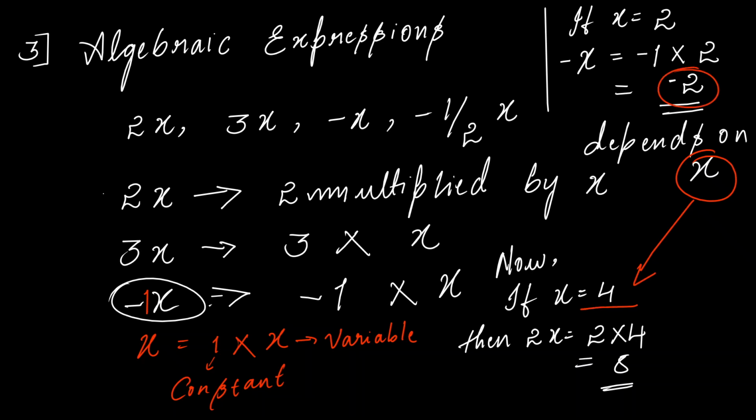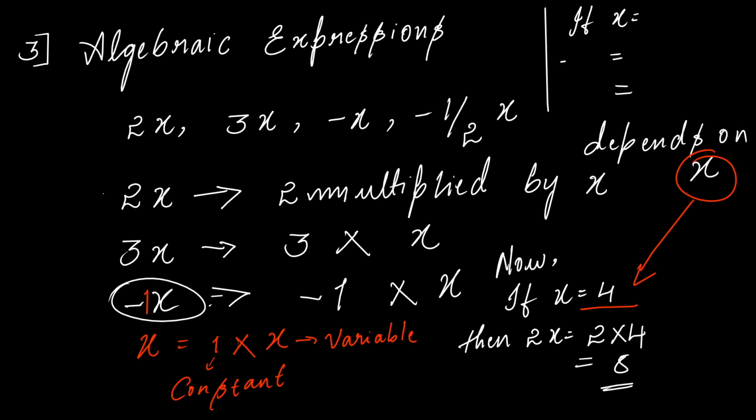Now see here, in place of 2, I am putting the x value as 4. Now minus x is equal to minus 1 multiplied by 4. So the value will be minus 4. So the value depends on x. If you put 5, again the value gets changed to minus 5, since you are multiplying it with 1.